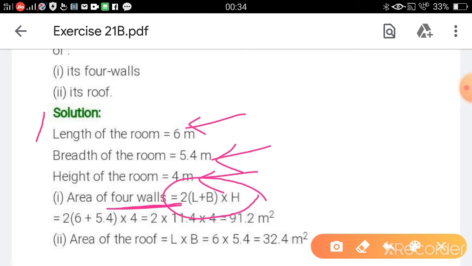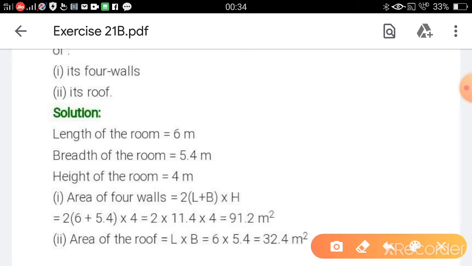Now we will put these values in this formula: 2 into bracket 6 plus 5.4 into 4. So do this calculation. 6 plus 5.4 will be 11.4, 11.4 multiplied by 4. So 4 into 2 is 8, 8 into 11.4. So the answer will be 91.2 meter square.